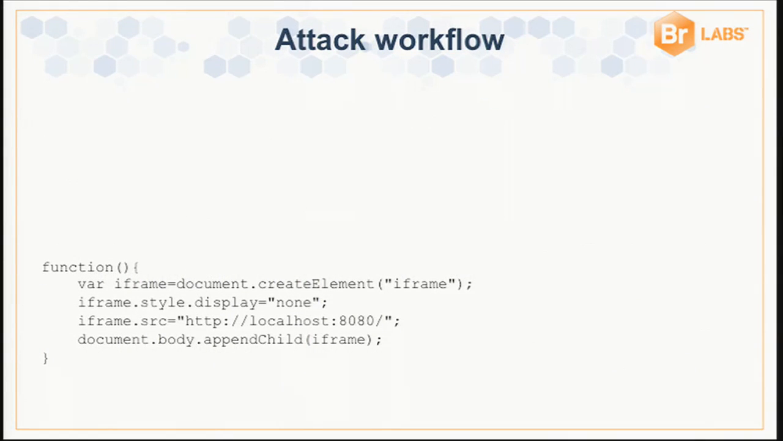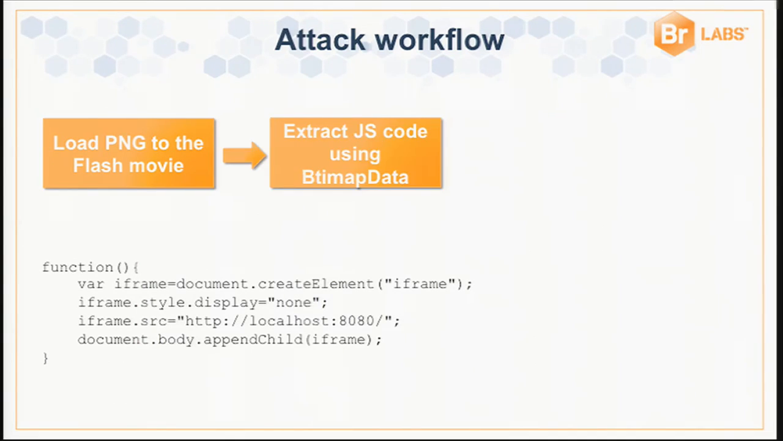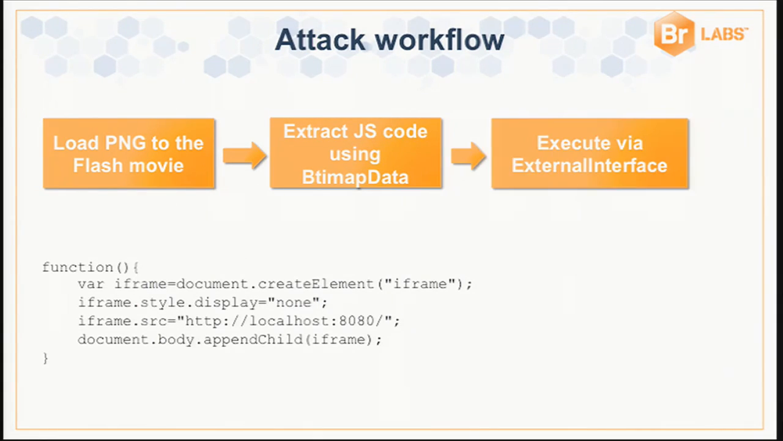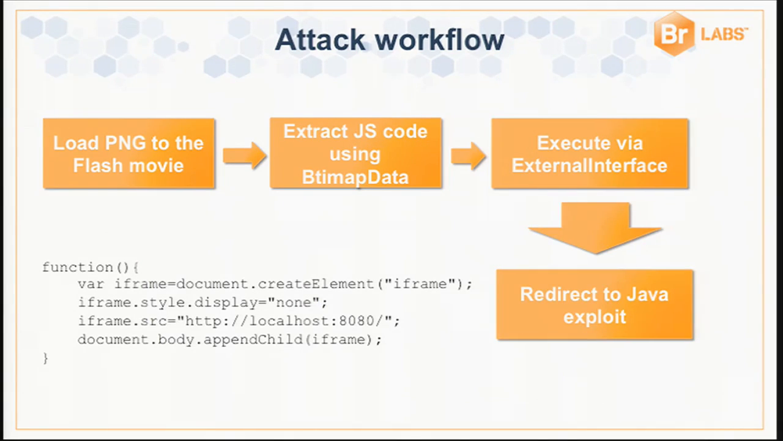So here's the JavaScript snippet we're going to hide. It's a simple function that creates an iframe, makes it hidden, points it to the malicious web page, and adds it to the document body. And the workflow goes like this. We load a PNG into the Flash movie. Then we extract the JavaScript using BitmapData. And then we execute it via ExternalInterface. And this will redirect users to a Java exploit.